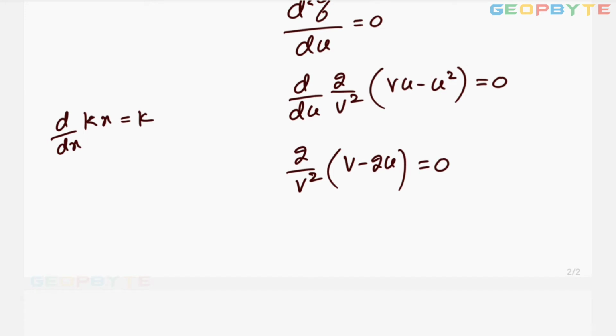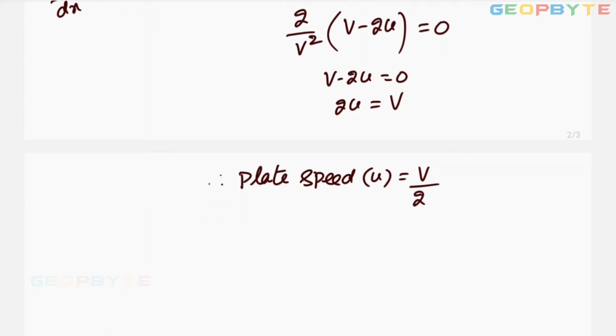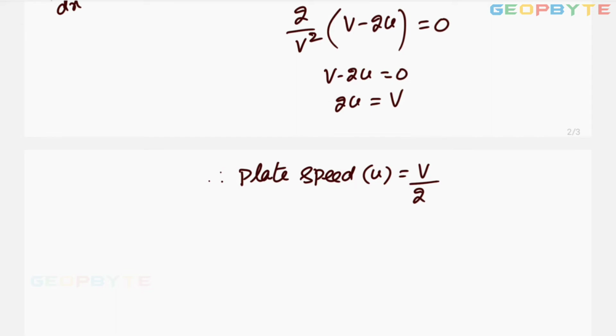You bring the 2 by V square to the other side. V minus 2u equal to 0. 2u equal to V. Therefore plate speed U equal to V by 2. That means when the plate speed is half of the jet speed, the efficiency is maximum.